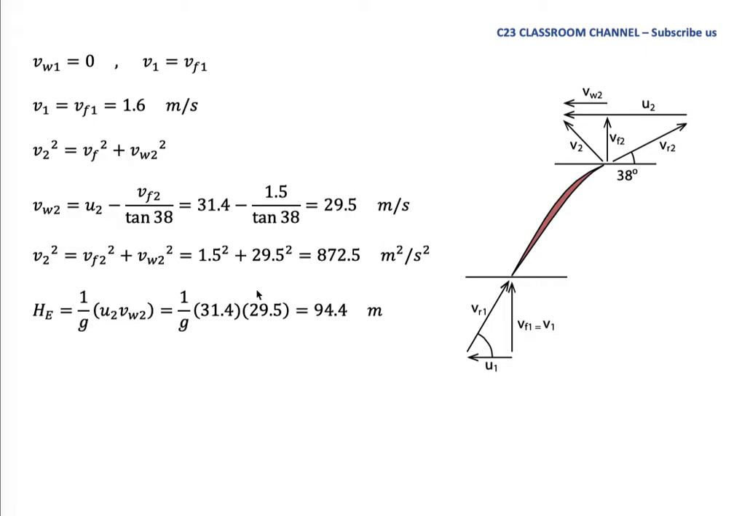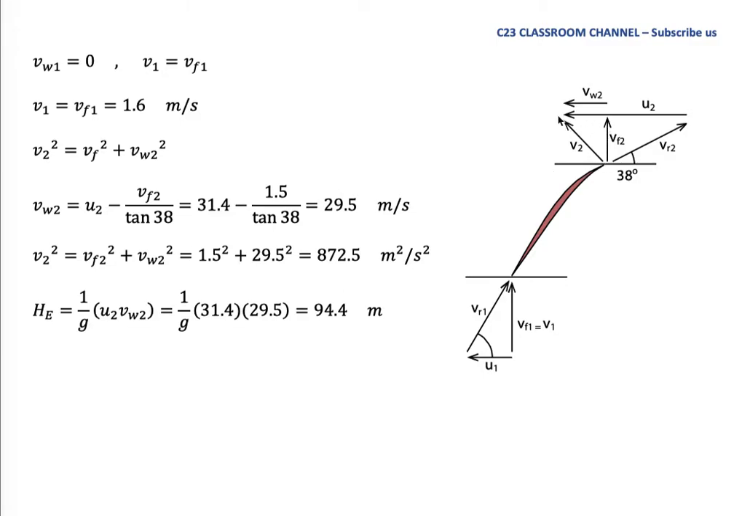So we need to calculate what V1 and V2 are. Luckily, at the inlet, because Vw1 is equal to 0, the value of V1 is equal to Vf1. So we could say that V1 is equal to Vf1, and it is equal to 1.6 meter per second. Now we need to calculate V2.